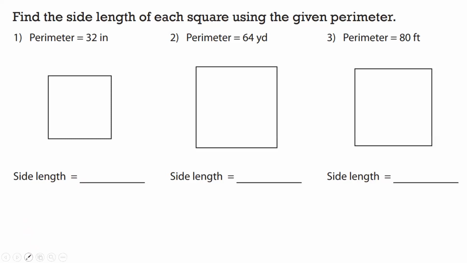Very good. So for this one, please write this down, by the way. We know that the perimeter is 32 inches. We're trying to figure out what the side length is for each one of these. It's a square. And what do we know about squares?